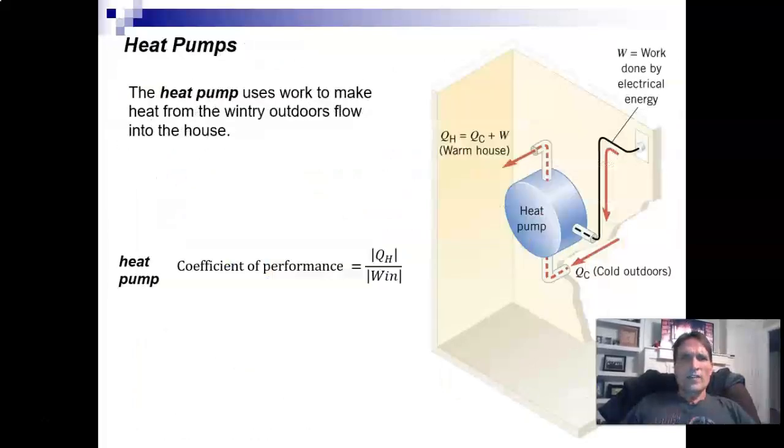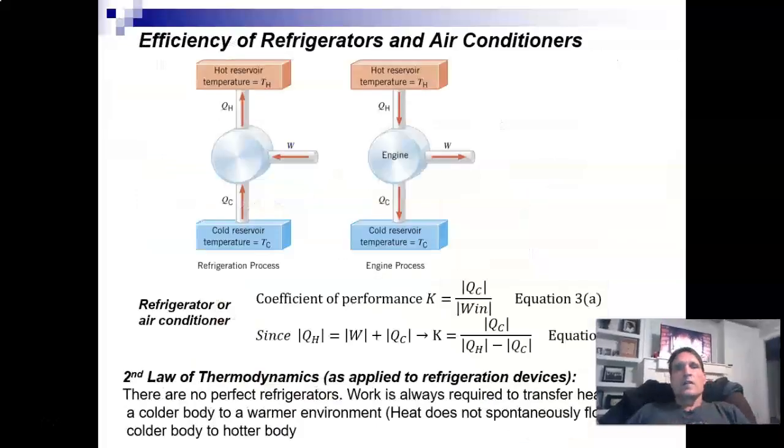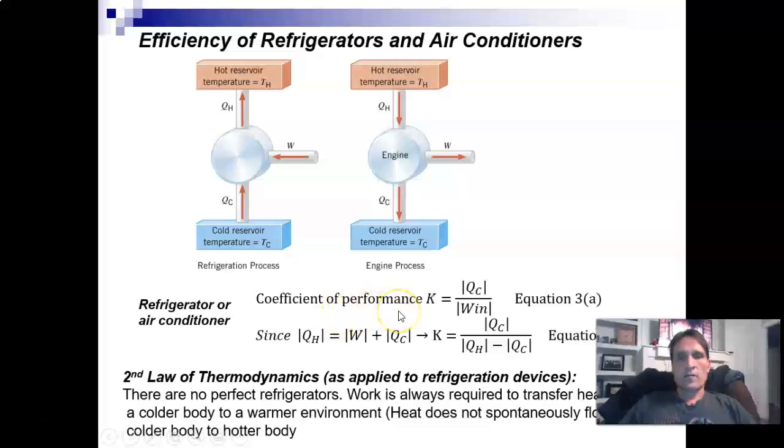Now, we need to define the performance. For a heat engine, we define the efficiency as what you get out, which is the output work, divided by what you put in, which is the input heat. With a refrigerator, we define a similar figure of merit, which is used to compare refrigerators, called the coefficient of performance. It can either be called CP, coefficient of performance. Your author uses K.